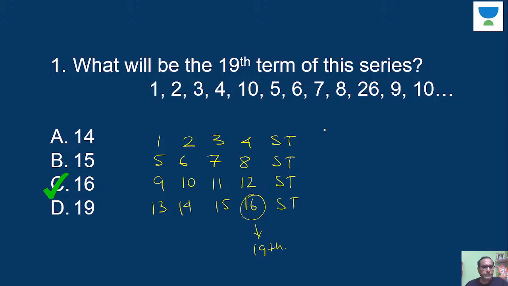How to get it? For the first bunch, the fourth term is 4. For the second bunch, the fourth term is 8. For the third bunch, the fourth term is 12. For the fourth bunch, the fourth term should be 16, because it is coming as the bunch number into 4. 1, then 4; 2, then 8; 3, then 12; 4, then 16. And 16 is the 19th term of the series.